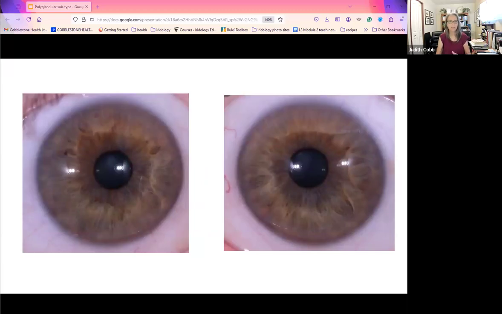Here's another client. Now, my clientele is 90% female. This is one of my few male clients, and that's just who I attract, and I'm perfectly good with that. So this fellow came in, he's in his early 50s, he's 5'8", weighs 170 pounds, and he's an aircraft mechanic. Now, you'll notice that he has 3 moderate to large lacunae attached to his collarette. So he fits into this polyglandular category.